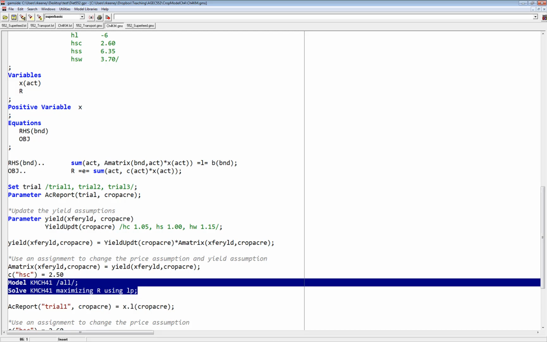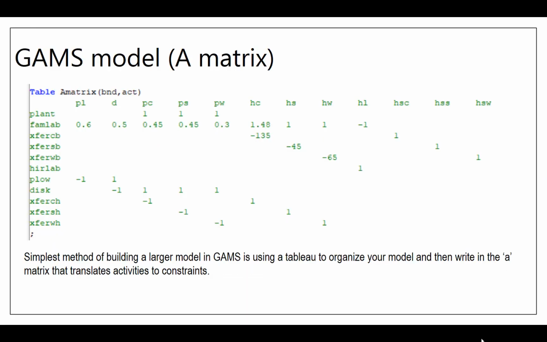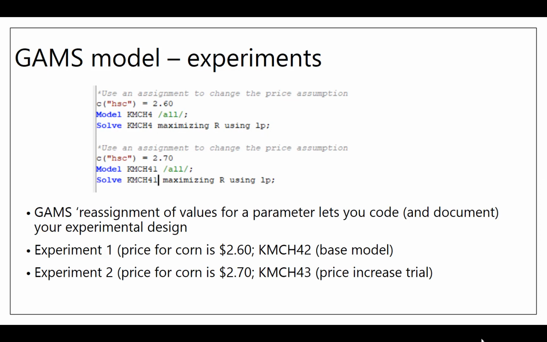Okay, so let's go back to the PowerPoint for just a little bit. So we ended up here, and then we got down here and said let's run some experiments. So we have the GAMS model ready to run. You could verify it running the base assumption, and the base assumption was set up there to run like this. And so you can see here use an assignment to change the price assumption. So actually this isn't a change, but I just wanted to remember you can use any line in the model to redeclare the parameter value.